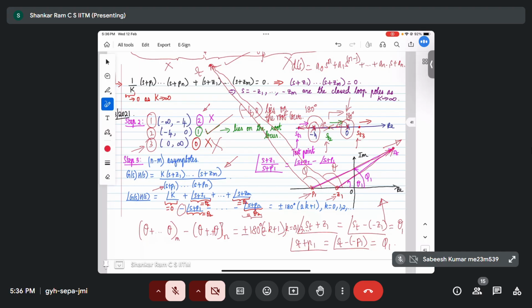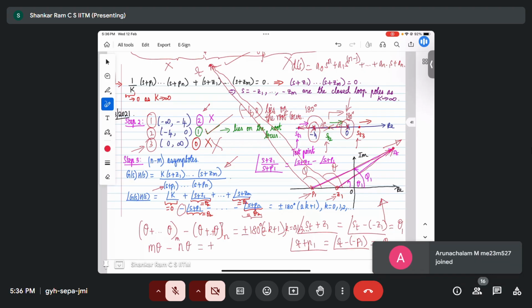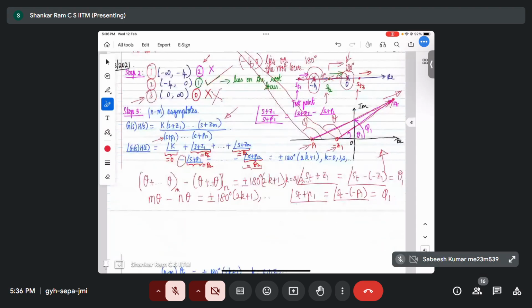Of figuring out asymptotes. Asymptotes are the directions along which the root locus will ultimately tend to when m is less than n, right? So this will be m times theta minus n times theta. This will be plus or minus 180 degrees times 2k plus 1. So what do you think will happen? Theta, which is the angle made by the asymptote, will now be plus or minus 180 degrees times 2k plus 1 divided by n minus m. Okay, k going from 0, 1, 2, etc. Okay, so I hope it's clear how we got this formula, right? Okay. So any questions? You want me to repeat anything here?